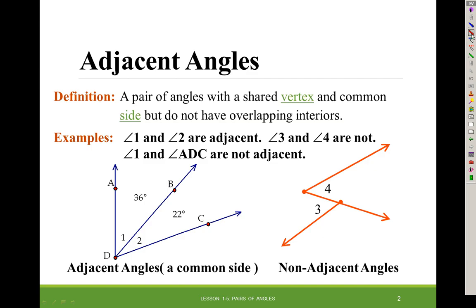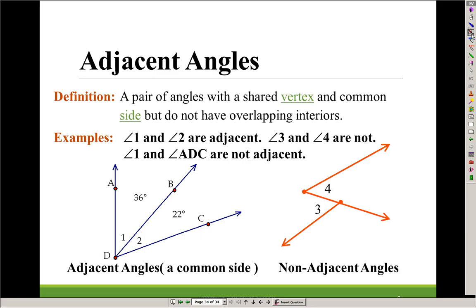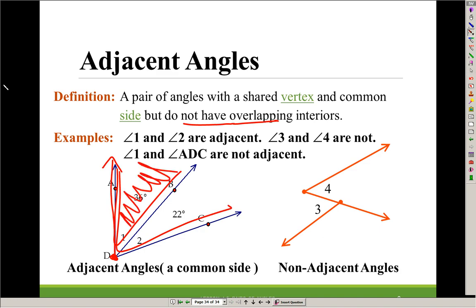And another thing to point out is that angle 1 and angle ADC are not adjacent. Even though they have point D as the vertex, and they have side AD as a shared side, they can't overlap. No overlapping. One angle here and then the big angle, all this part in here is overlapped. So that can't be.